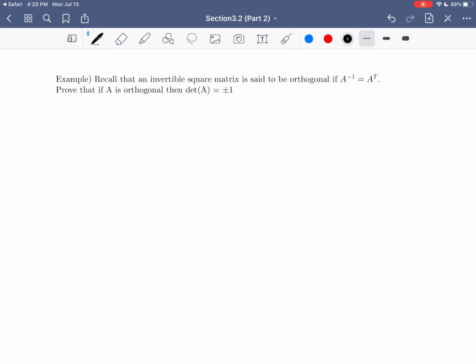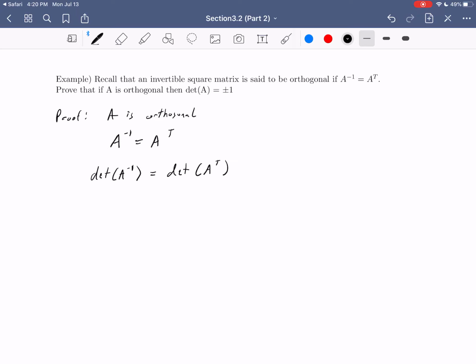So how are we going to do this? Well, as our actual proof here, A is orthogonal. So what does that mean? That means A inverse equals A transpose. We're trying to prove a result about the determinant, so let's apply the determinant on both sides, which we can do. If two matrices are equivalent, then their determinants must be equivalent.